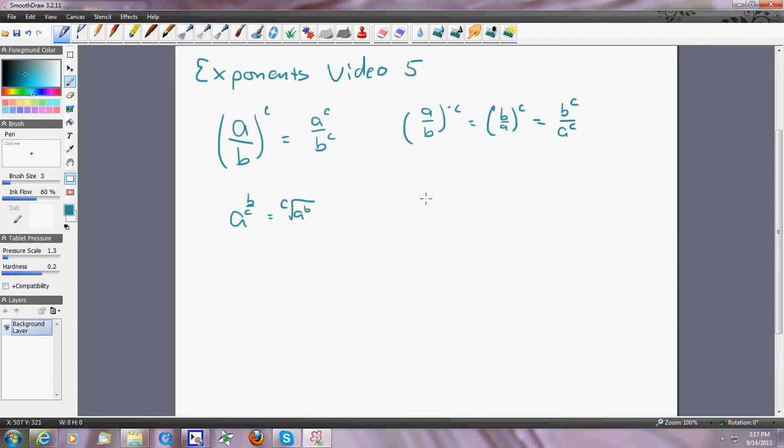So the last thing we're going to take a look at is what if you had a over b, well, this is actually I guess technically the penultimate thing, to the c over d. Well, it's going to be the d root of a to the power of c over the d root of b to the c, which in turn is really the d root of a over b, to the c, or the d root of a over b to the power of c.